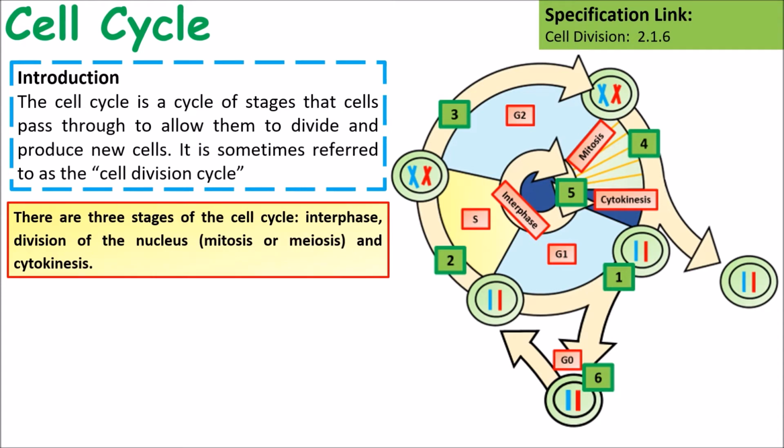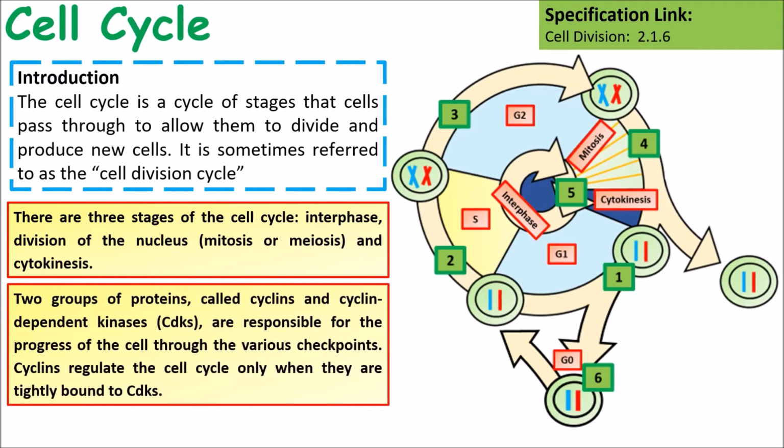So there are three main stages. So you've got an interphase, and the other key thing is the two main proteins, called cyclins, that control the cell cycle. So you've got cyclin-dependent kinases. These are responsible for the progress of the cell through the various checkpoints. And so cyclins regulate the cell cycle and control when certain aspects take place.